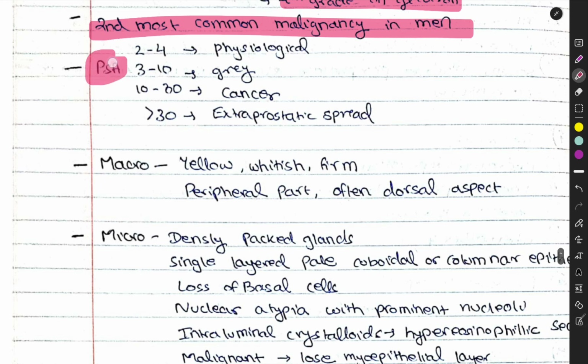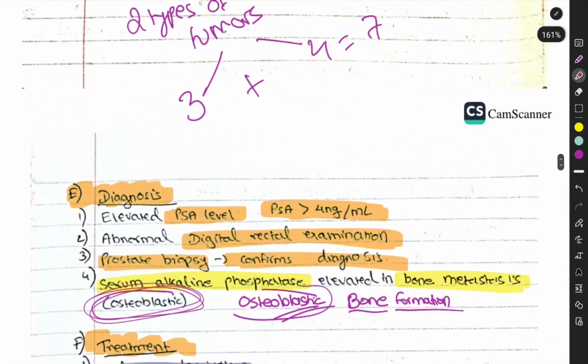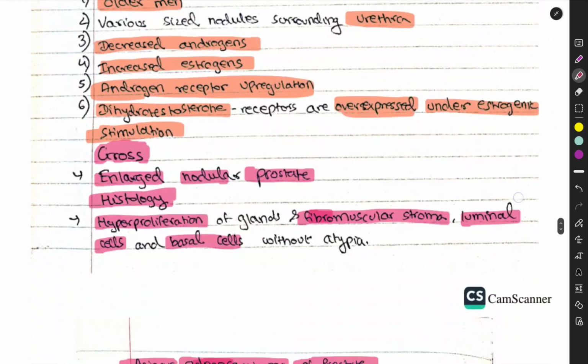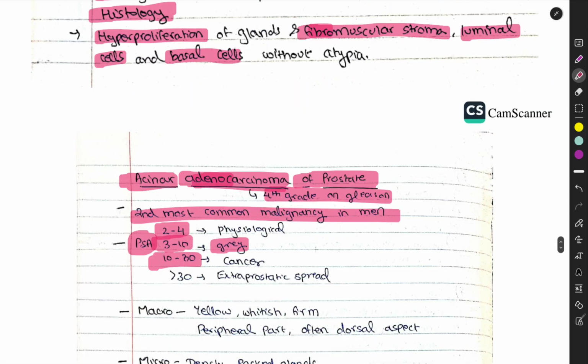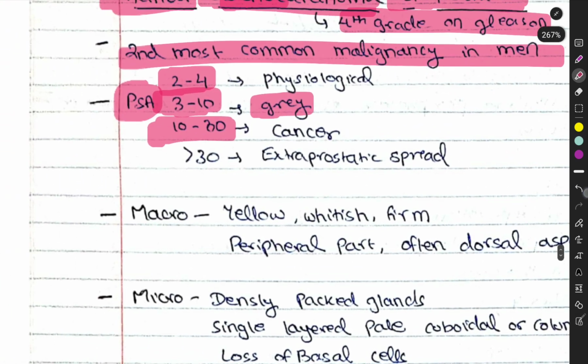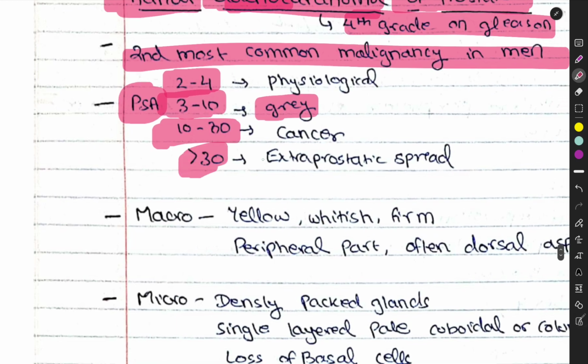Then you have PSA levels. 2 to 4 is physiological. 3 to 10 is a gray area, borderline. Can be cancerous, cannot be cancerous. 10 to 30 nanograms per ml or liter, I think. I'm not sure. Let me check. Per ml. And if it's more than 30, then it's an extraprostatic spread. That means the tumor has left the prostate.